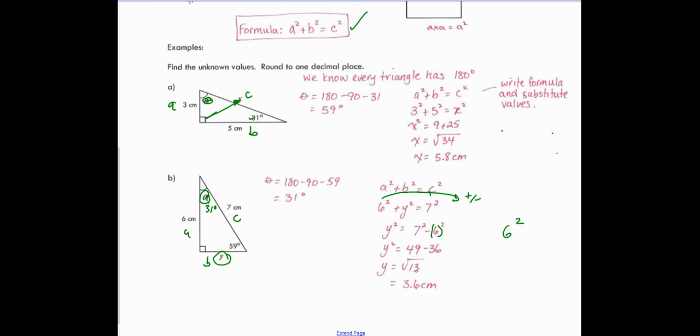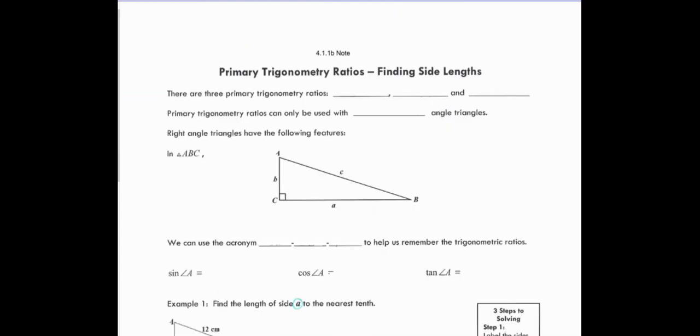And we get square root of 13 is 3.6. We don't need to do another example, but let's say we had this side missing. Then we would have B stay on one side and A would move over. All right, so that's the recap of Pythagorean theorem.